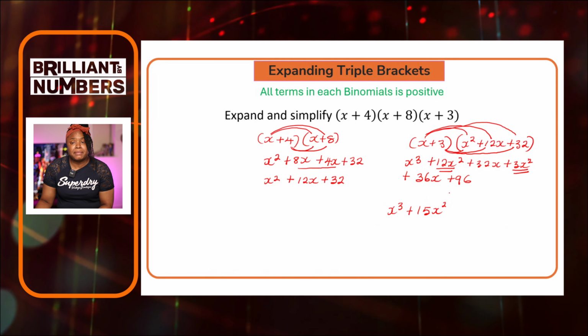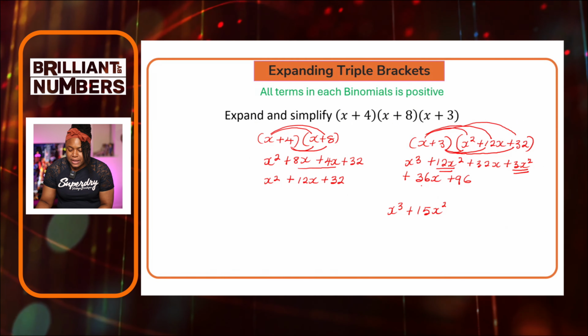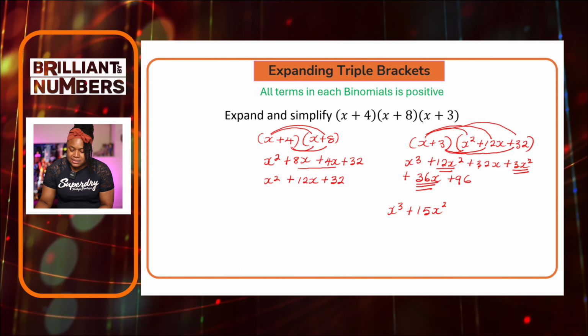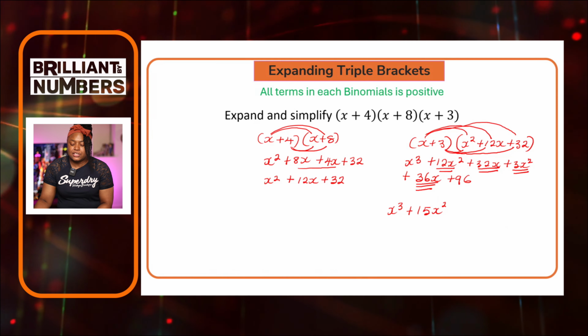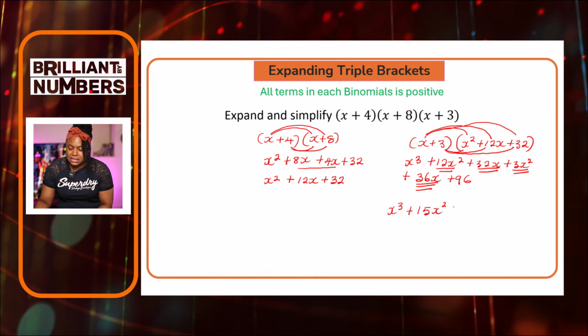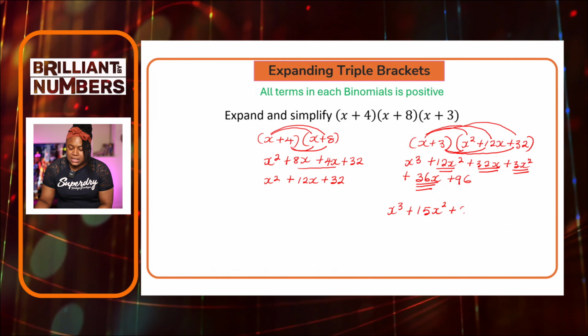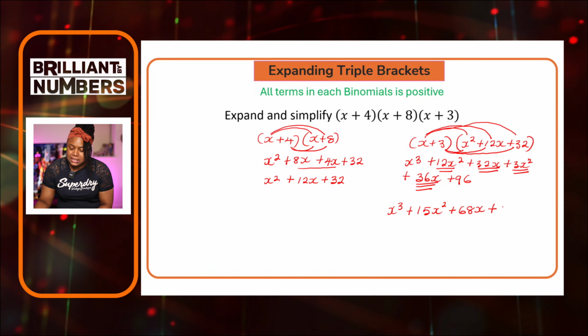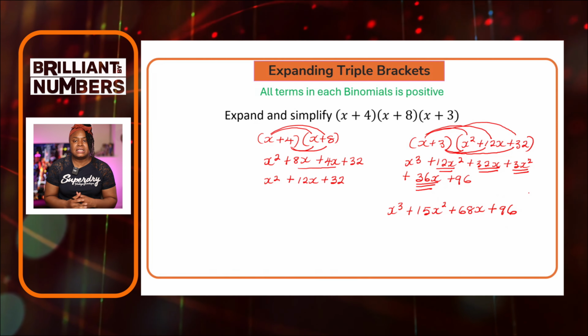Now I need to add my x terms together. So I'm going to put 3 lines under this one. I've got 36x and 32x. So I need to add 36 and 32, which is 68. So 68x. And then my constant is positive 96.